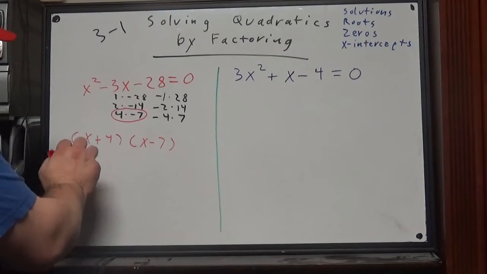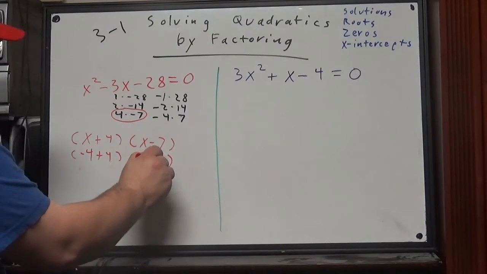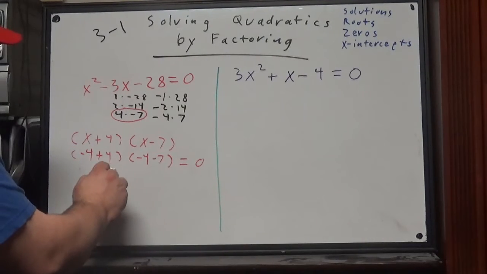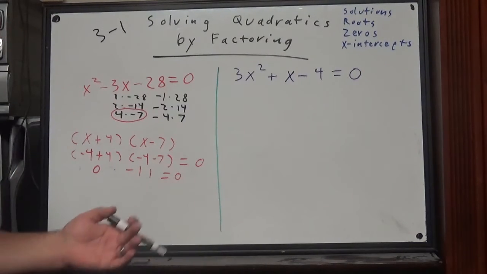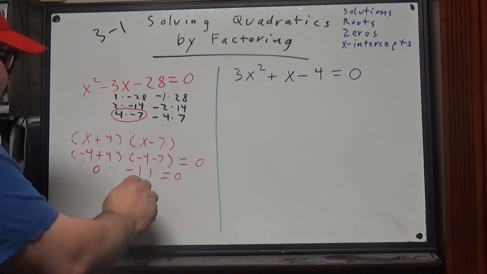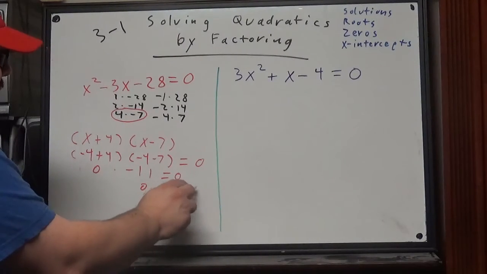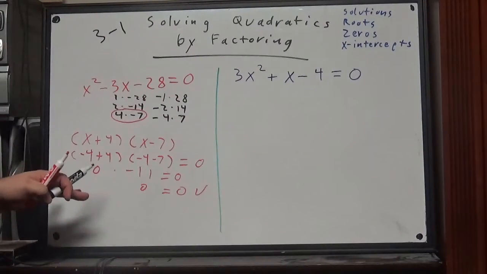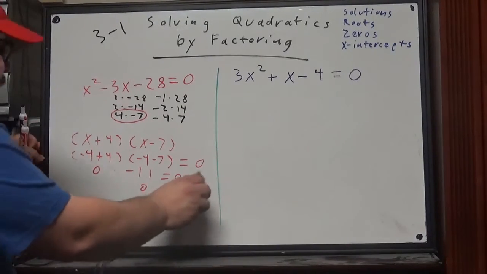I could do, instead of x, if I put a negative 4 in its place, we would get negative 4 plus 4 equals 0 times negative 11 equals 0. And that's a true statement, because 0 times negative 11 gives you 0. The reason I want to mention this is to show evidence, because I'm going to tell you, don't do all this part when you're solving.